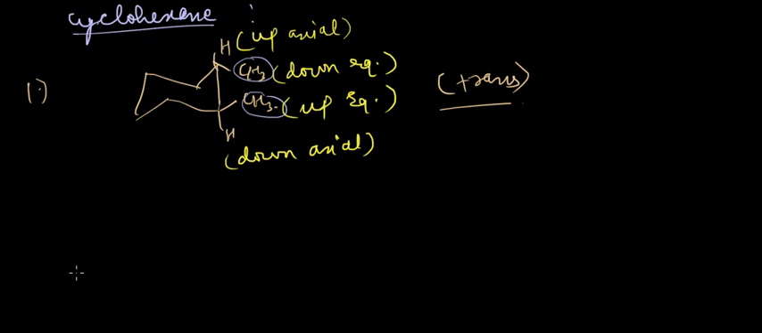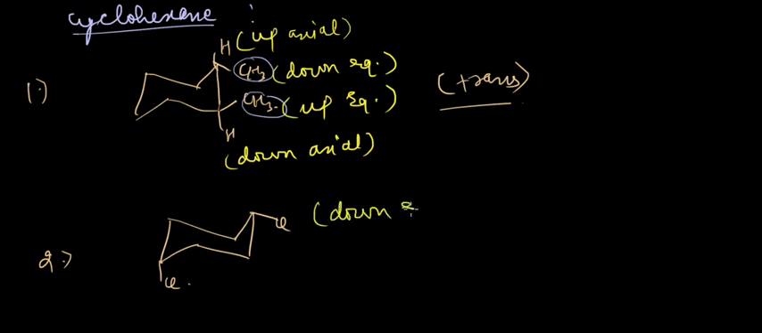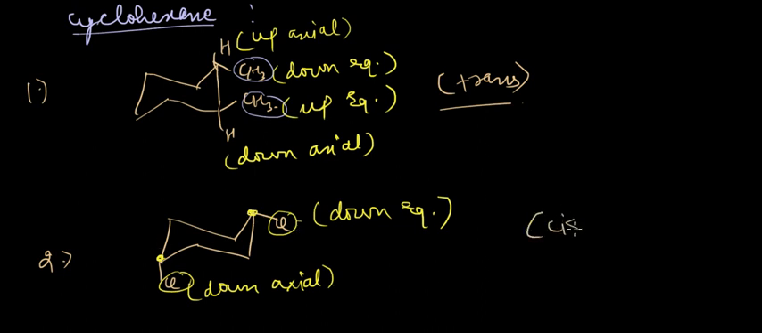Okay, so now let's have a look at this example wherein we have cyclohexane and this is down equatorial, and this is also down axial. So if I write it down, this is down equatorial and this position is down axial. So both the higher priority groups are on the same side, the downside, of the 2 carbon atoms, hence this is cis.